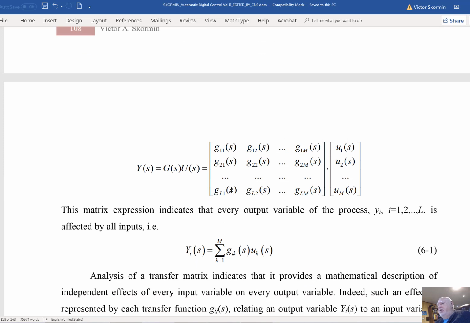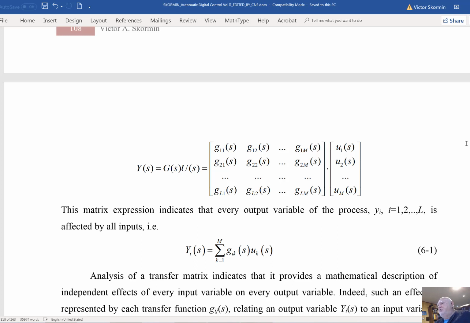This is a general transfer matrix of the system. By looking at this transfer matrix, you should realize that the dynamic system in question is cross-coupled. This input affects through this transfer function and this transfer function and this transfer function every single output. Input number 2 through this column affects every single output. It's no good. Cross-coupled system we have.